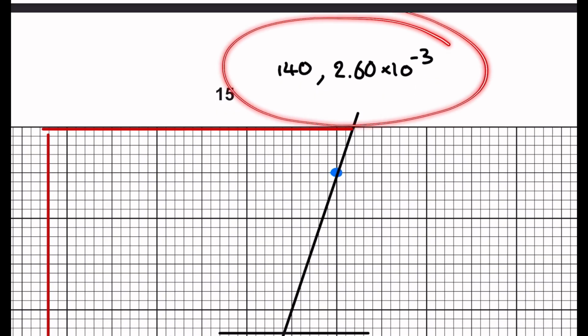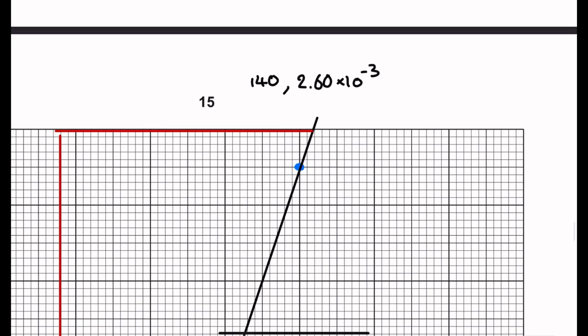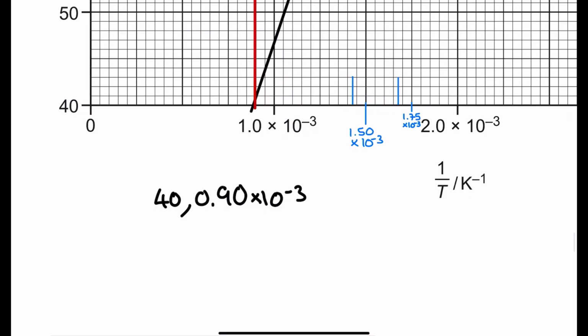So at the top here, we're looking for 140, and that's the y-axis reading, so right at the very top. And we've got 2.60 times 10 to the power of -3. And then right down here at the bottom, we're at the 40 point, obviously on the y-axis, that's right at the bottom here, and we've got 0.90 times 10 to the power of -3. Please don't tell your maths department about my use of standard form just there. I'm just sticking to the scale on the graph, okay?